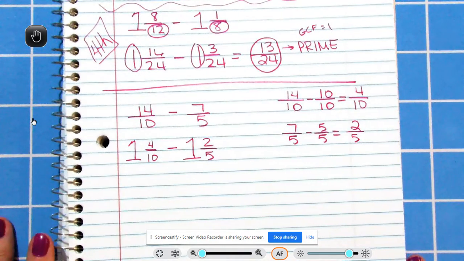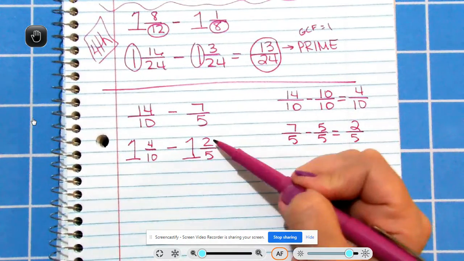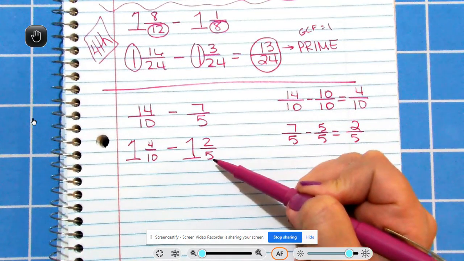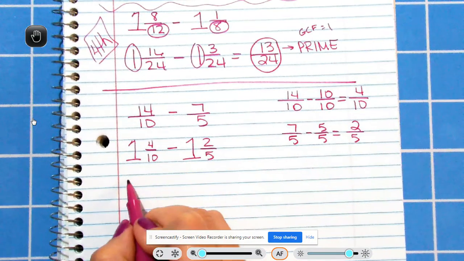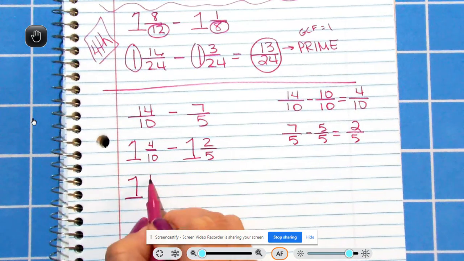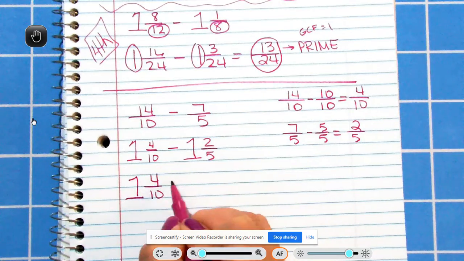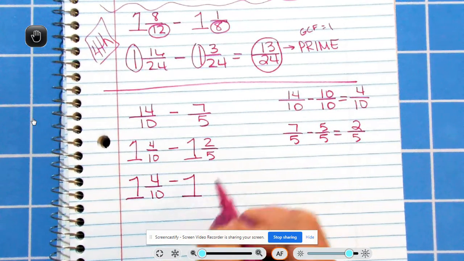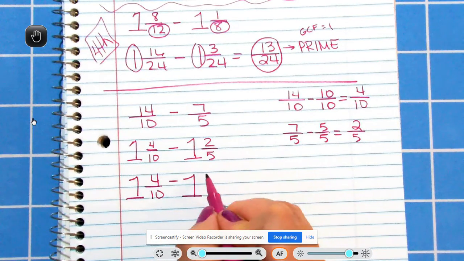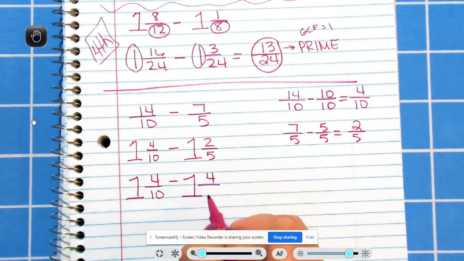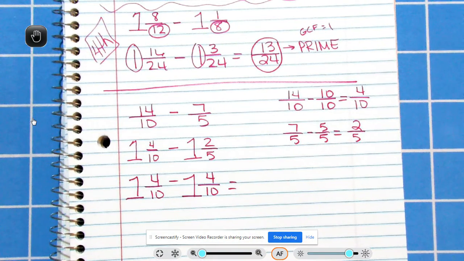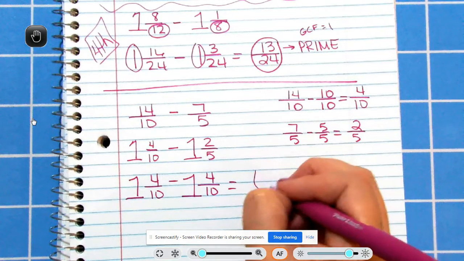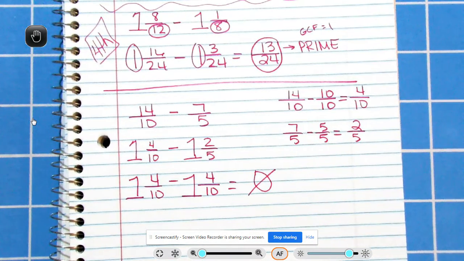All right, how do we change fifths to tenths? Double, double. Double the numerator, double the denominator. 1 and 4/10. Subtract 1. And if we double the 2, we get 4. If we double the 5, we get 10. And looky there. Anybody see it? 1 and 4/10. Subtract 1 and 4/10. What would that equal? 0.